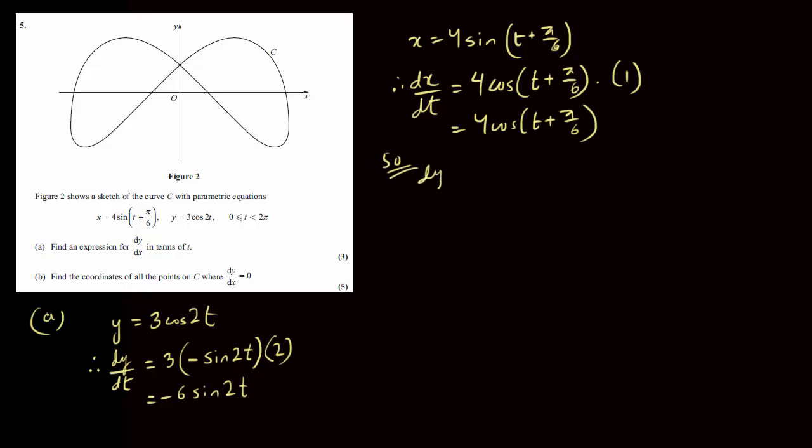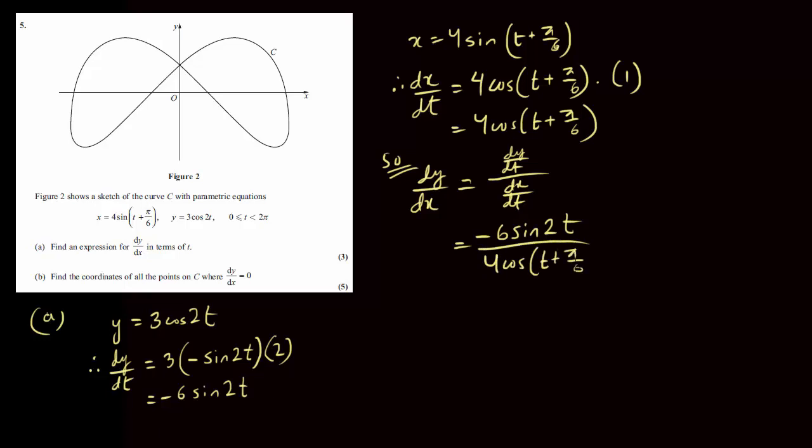So the gradient dy by dx is going to be dy by dt divided by dx by dt, which is going to be minus 6 sine 2t divided by 4 cos of t plus pi by 6. And the expression is in terms of t.